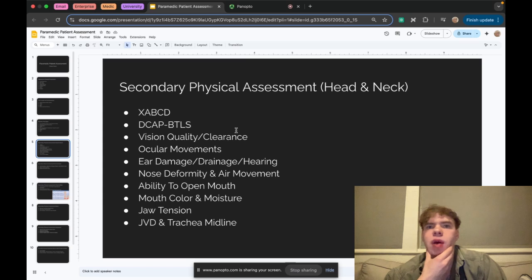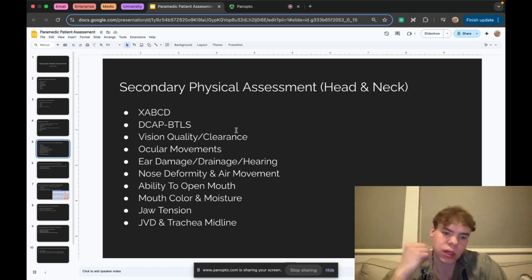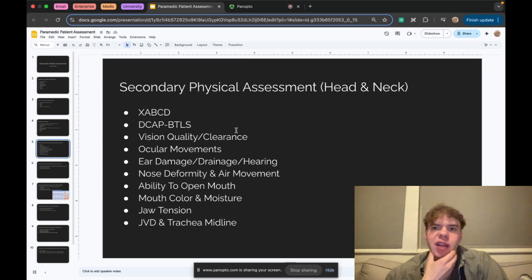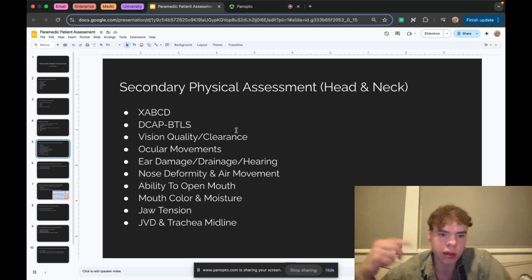On some calls, for example, someone's jaw might be really, really tense, and you might not be able to open it. So that's a good thing to note. And if you can't open it, you can't intubate someone if you need to. I once had a call where there was a lady and she was in cardiac arrest, and the paramedic I was working with was attempting to intubate her, but her jaw was just so tight that there was no way to even intubate her. It wasn't possible.